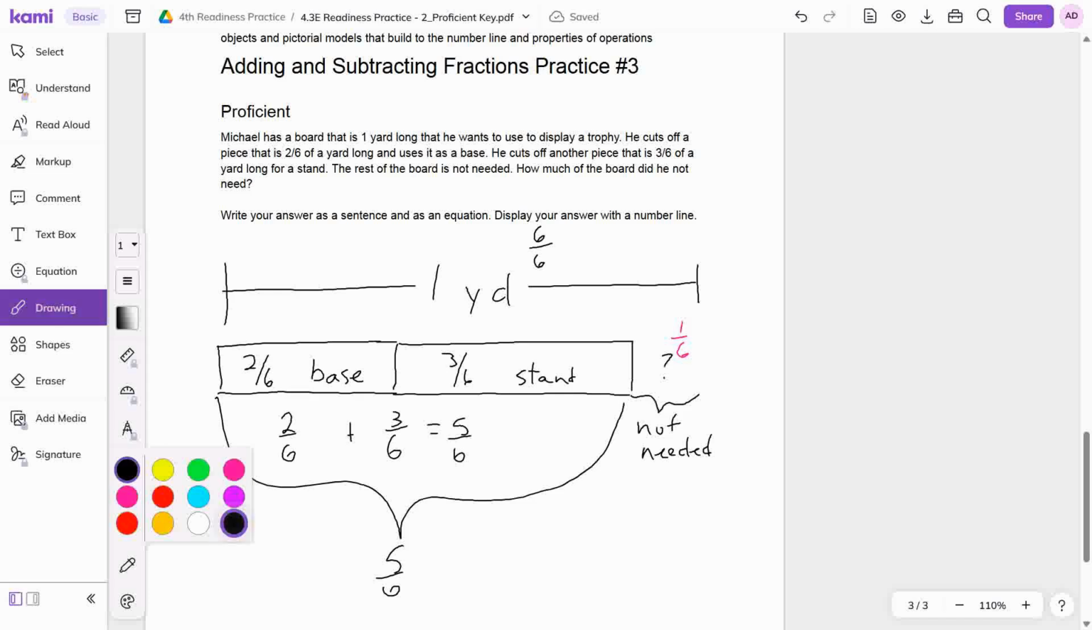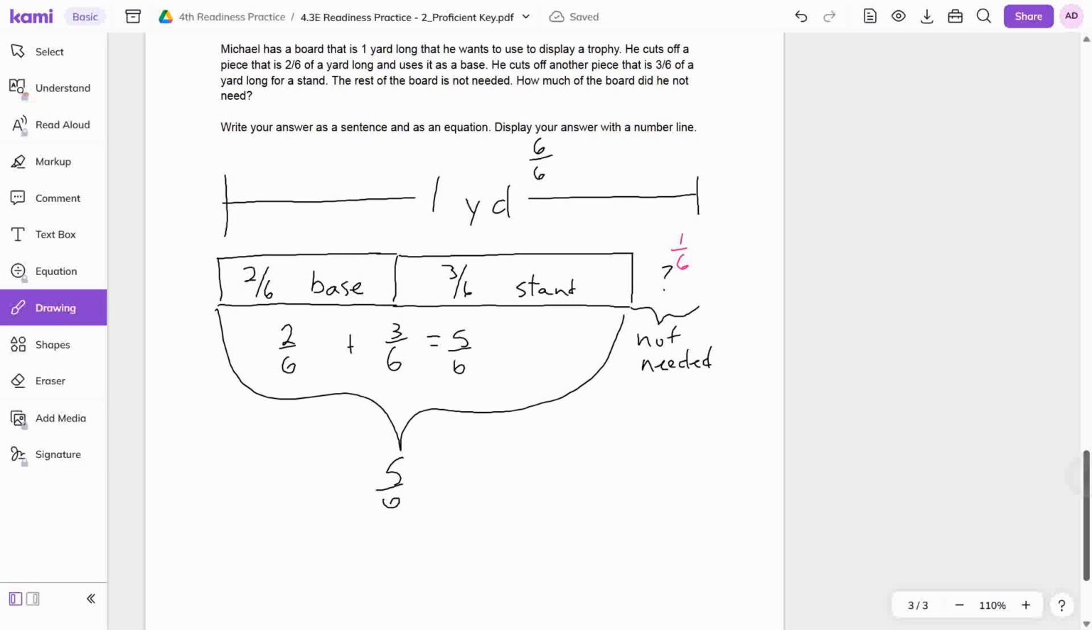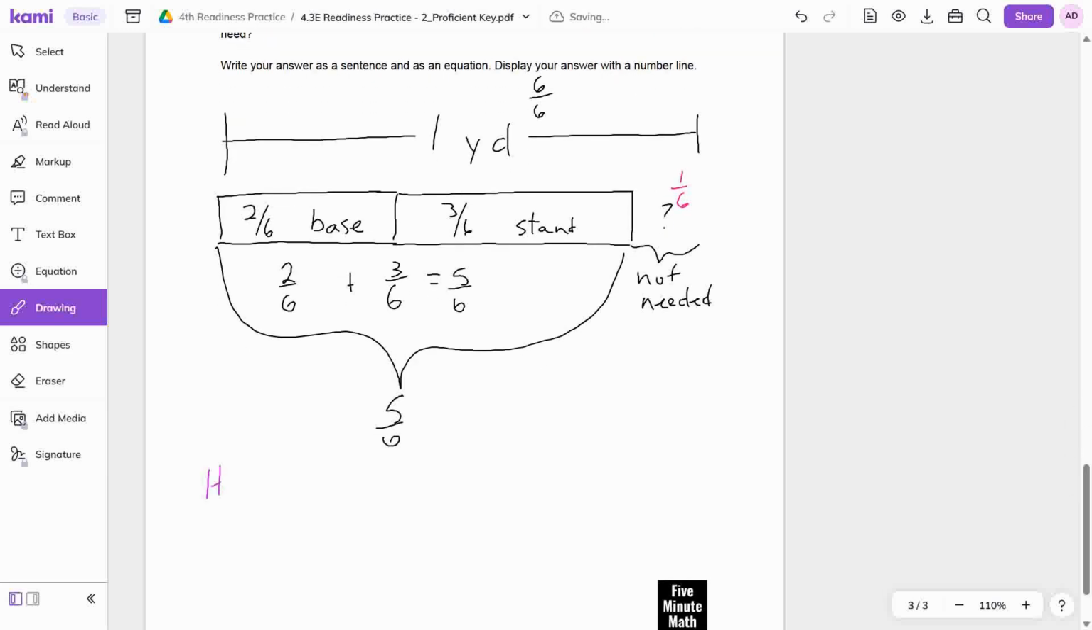So we need to write that as a sentence. All right, so let's practice just writing. So we'll say he has 1/6 yard remaining. All right, so we need to make sure we have our unit there, the yard. And we need an equation. So how can we do that as an equation?